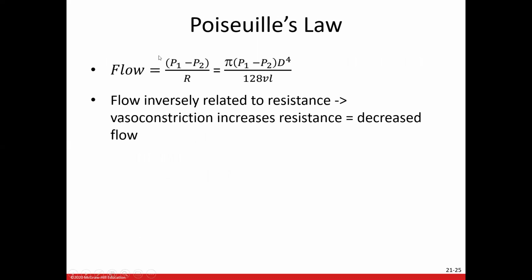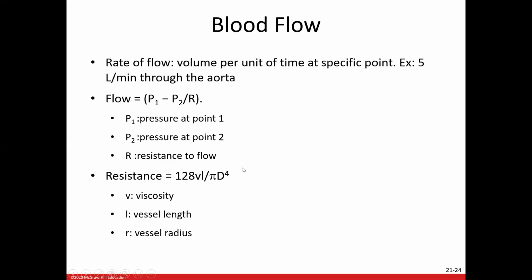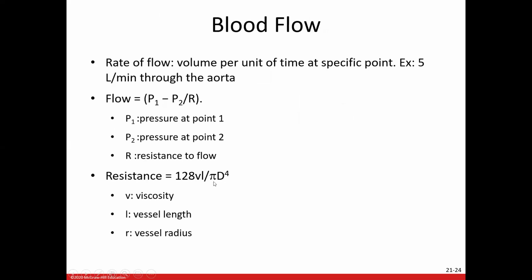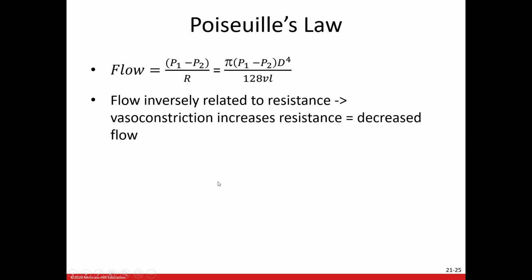And Poiseuille's law basically says everything I just showed you, but all together now. So flow is equal to the difference in pressure divided by resistance. But we're now factoring in the actual terms that make up resistance, 128 VL over pi times d to the 4th. So we will be dividing the difference in pressure by that quantity. And since we're dividing this numerator by a fraction, we flip and multiply. So that's why pi and d to the 4th are in the numerator when in the formula they were in the denominator.